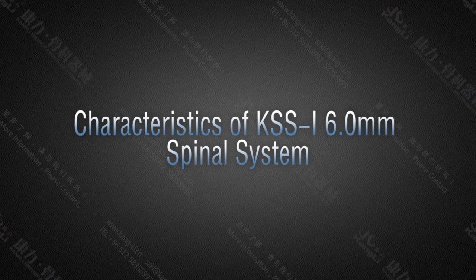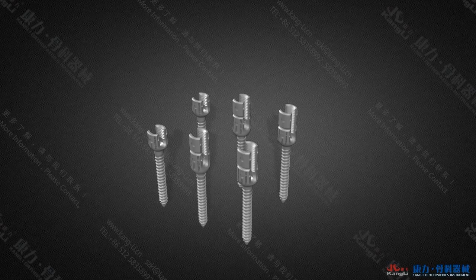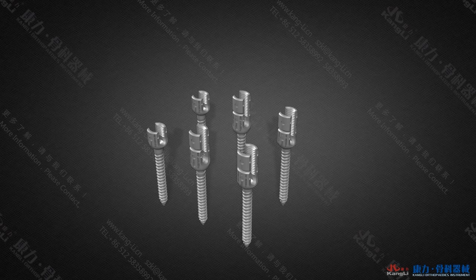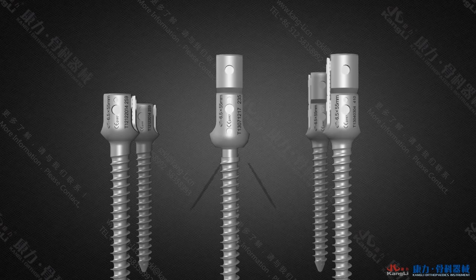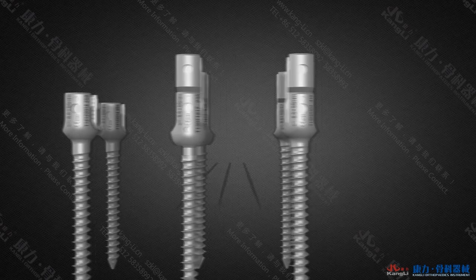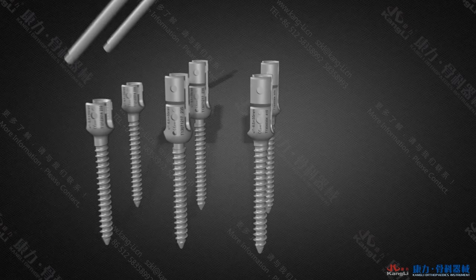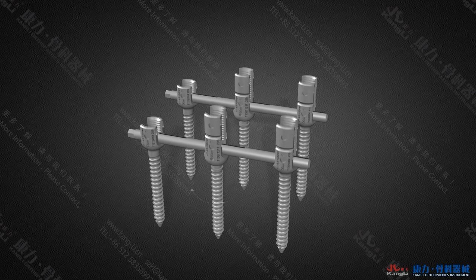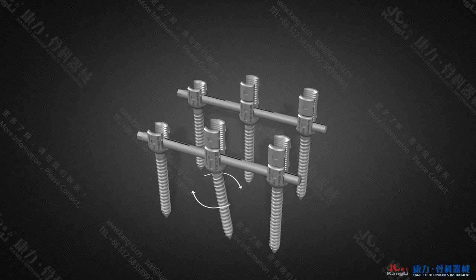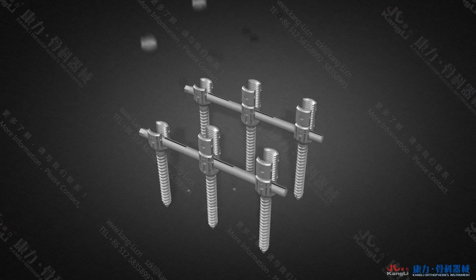Characteristics of KSS-I 6.0mm spinal system. Multiple choices of screws for KSS-I. The 6.0mm spinal system meets various demands in different clinical practices. The head of the multiple axle screw can rotate 23 degrees in any direction.